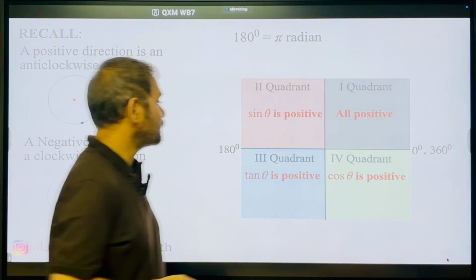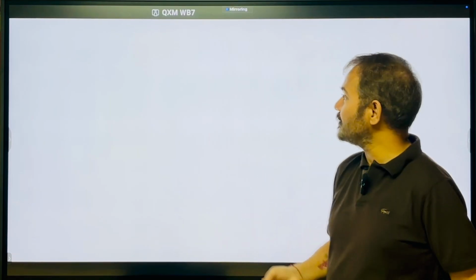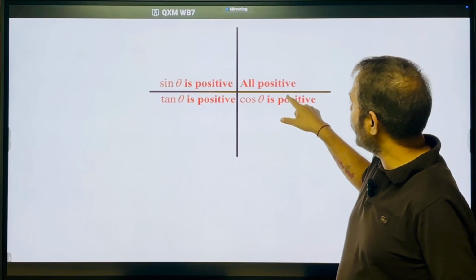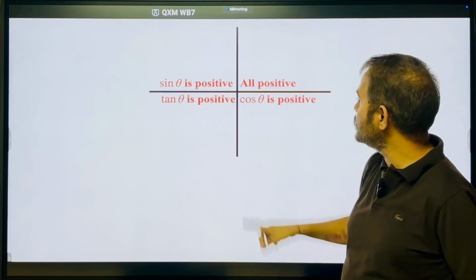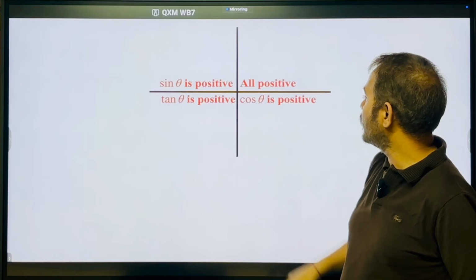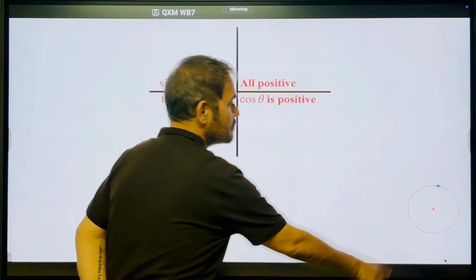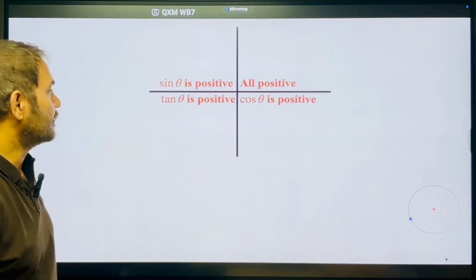Let's move on. If you revisit these quadrants, you see something really special here. So this is your quadrant system. In the first quadrant, all are positive. Second, only sine. Third, only tangent. And in the fourth quadrant, only cosine is positive. Now remember, we are working anti-clockwise. That is, we are talking about positive angles.